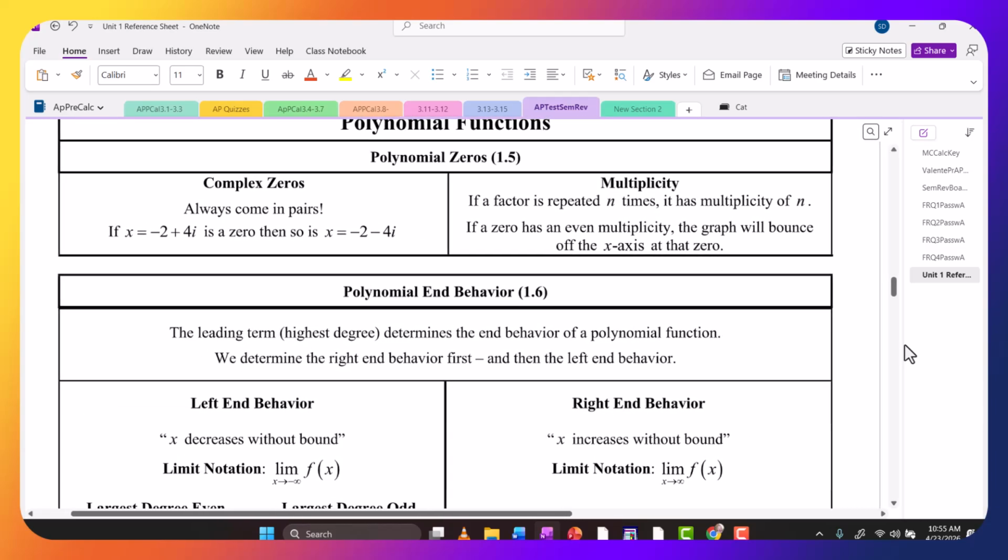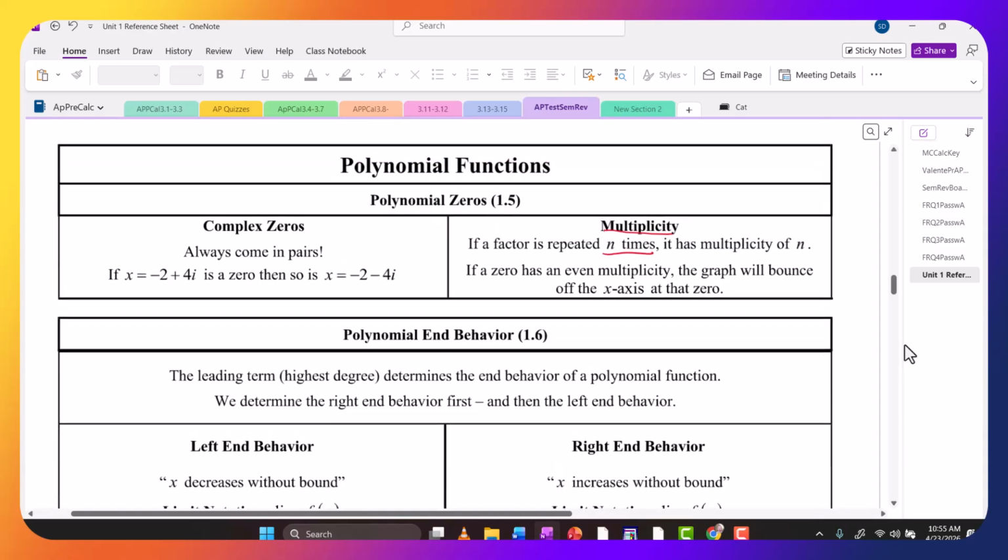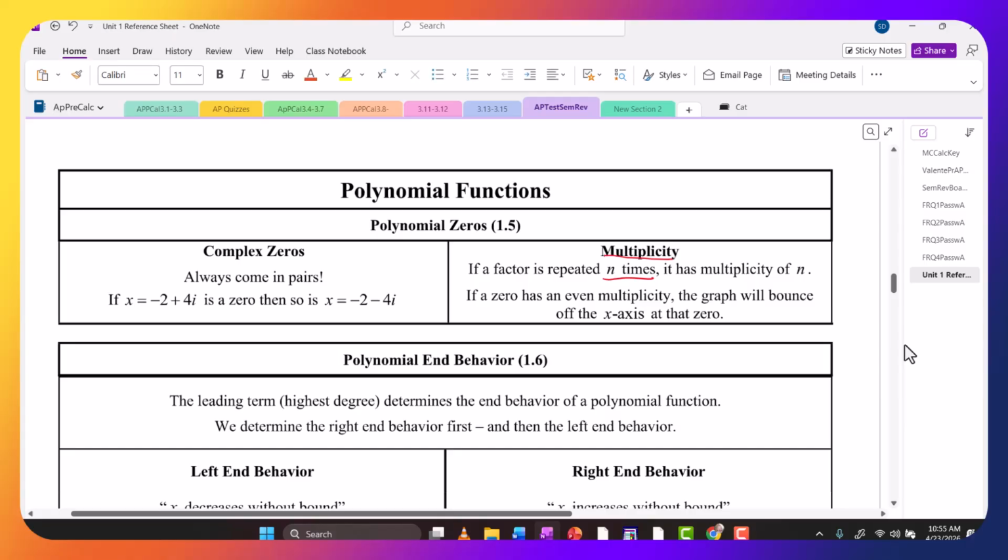Okay, complex zeros come in pairs, good to know. Multiplicity means we could have multiple zeros, or like I could have a zero that has multiplicity 2, 3, or 4, and I'll give you an example of this. I'll put it right here in the picture right above it. Questions that this dealt with were x minus 2 squared, x plus 1 cubed.